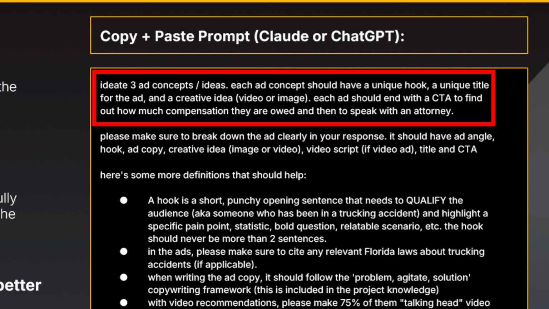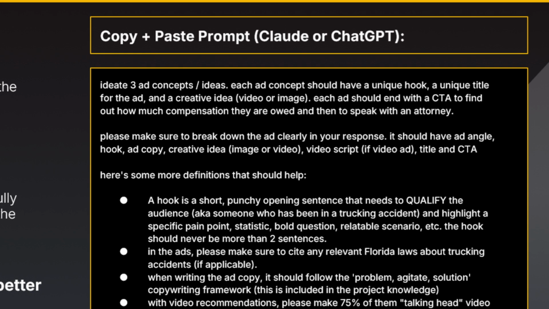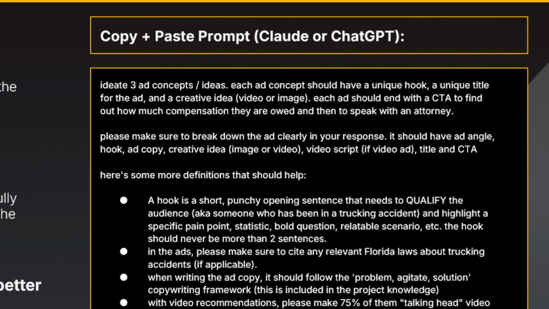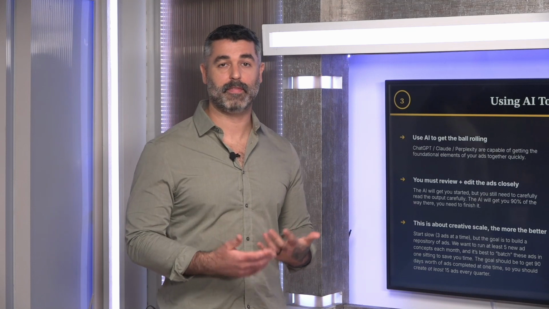So again, I'm giving it the exact format that I want, right? I need an ad, I need a hook, I need a title. So I gave it the ad format of all the different pieces that I want. And then each ad should end with a call to action to find out how much compensation they're owed. So I'm telling it this is for a trucking accident, right? Please make sure to break down the ad clearly in the response. It should have an ad angle, hook, copy, creative idea, image or video, video script, title, and call to action. So again, I gave it everything that I need to format the ad properly, right?